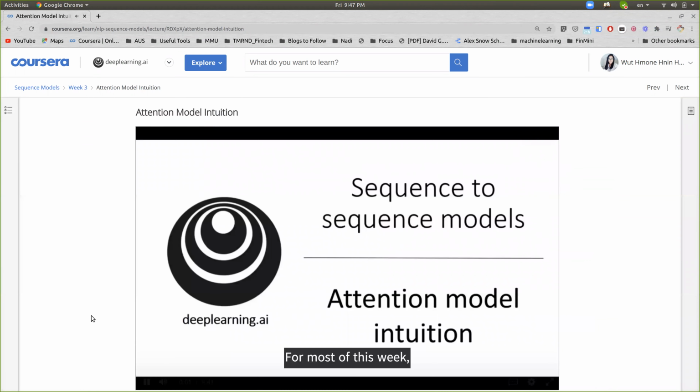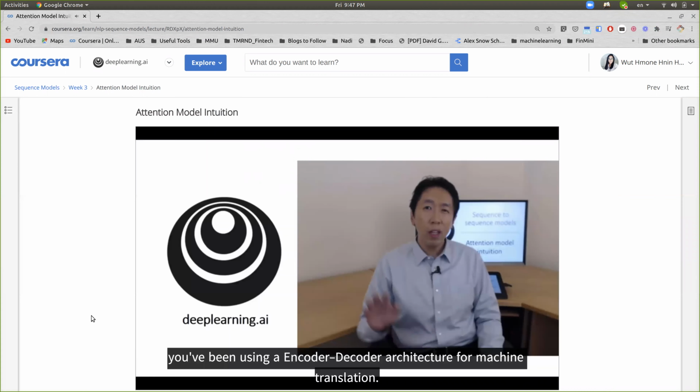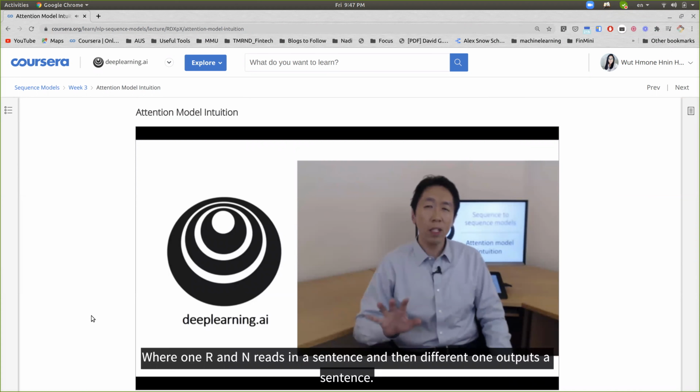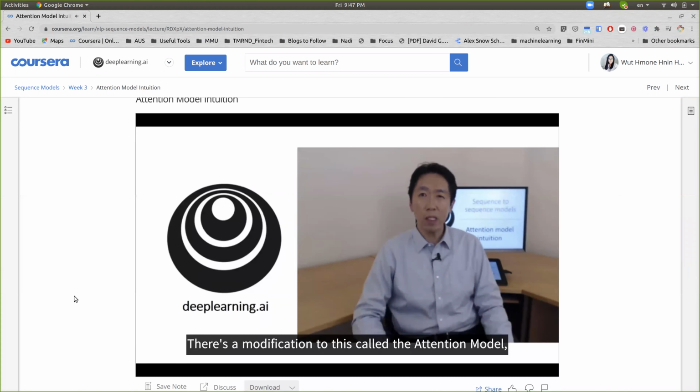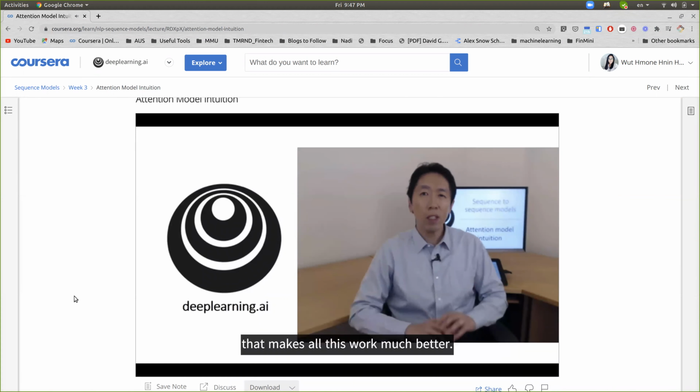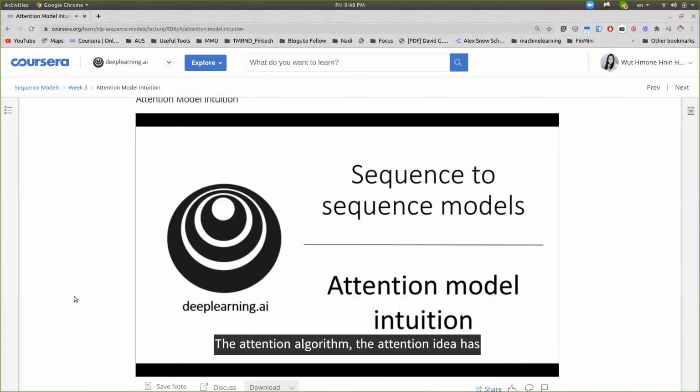For most of this week, you've been using an encoder-decoder architecture for machine translation, where one RNN reads in a sentence and then a different one outputs a sentence. There's a modification to this called the attention model that makes all this work much better. The attention algorithm, the attention idea, has been one of the most influential ideas in deep learning. Let's take a look at how that works.